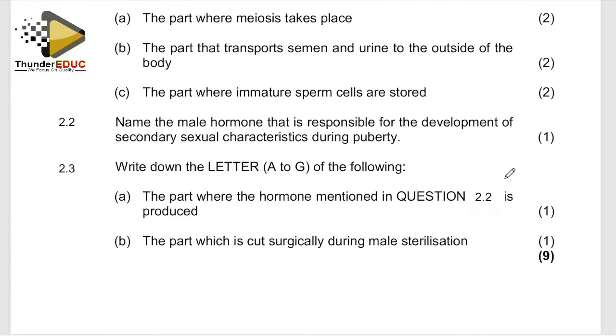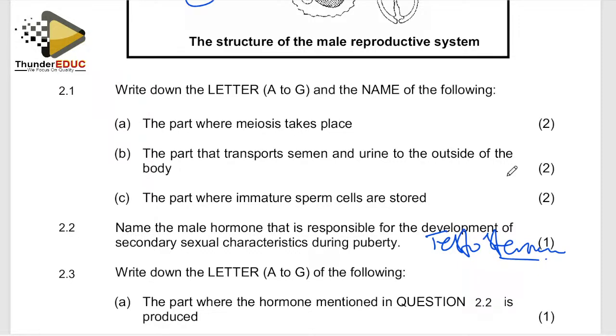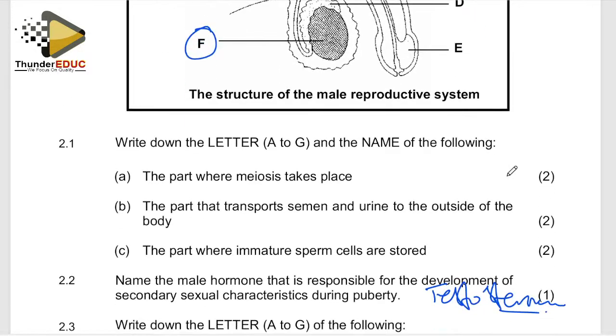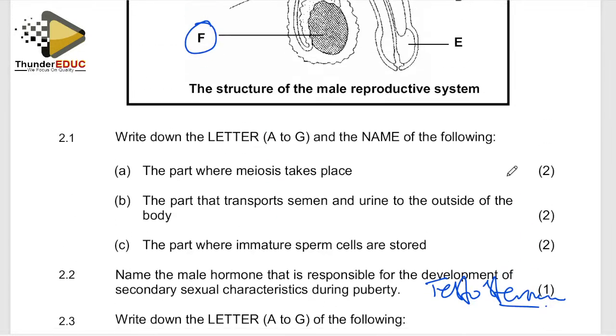Epididymis. Okay. They're saying name the male hormone that is responsible for development of secondary sexual characteristics during puberty. We say this is testosterone. Then write down the letter of the part where the hormone mentioned in 2.2 is produced. Where is this hormone produced? It's produced in F. F is the testis.